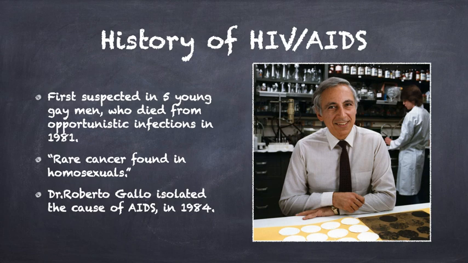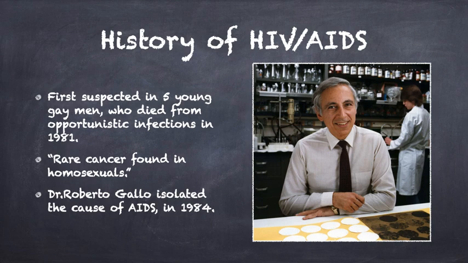So now let's learn a little bit about the history of HIV and how it came to be. HIV/AIDS was first suspected to exist in 5 young gay men that were otherwise healthy who passed away from an unusual pneumonia. This was reported by the CDC in 1981. There were clusters of gay men dying from opportunistic infections, and it was puzzling the doctors at the time. This was so unusual that the New York Times published a paper calling the newly discovered illness a rare cancer found in homosexuals.